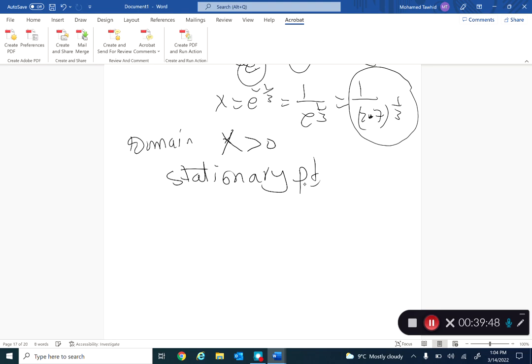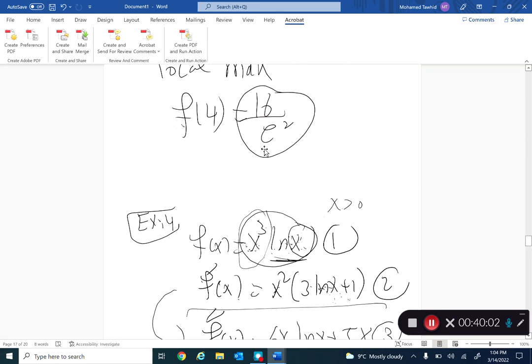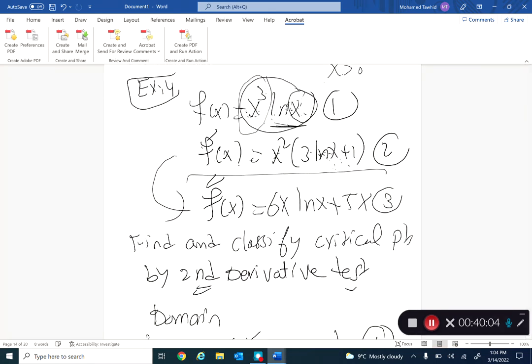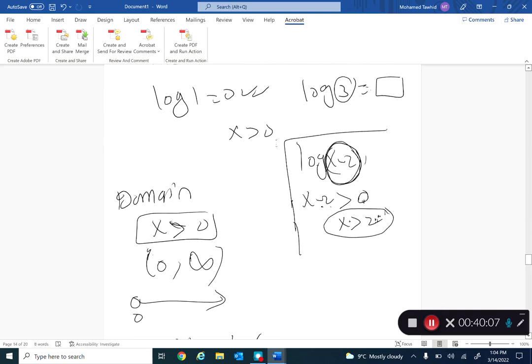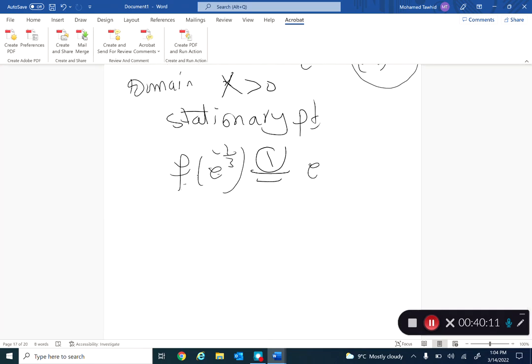If you want, I can get the number here too: f at e to the power -1/3. So the value of f, I have to go to equation 1 and replace x by e to the power -1/3. Where is equation 1? Here. Go ahead and replace x by e to the power -1/3, and then you get the value. You can use technology for this. So you have e to the power -1/3, cubed, times 3 ln e to the power -1/3.